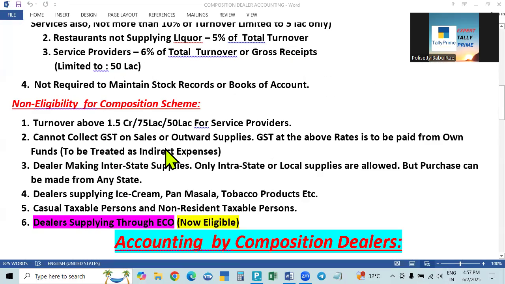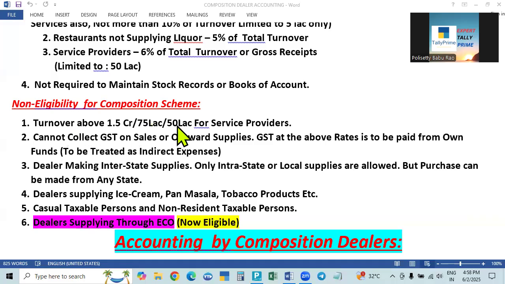And then there are some non-eligibility conditions. Who is not eligible for this scheme? We can understand from that discussion itself. First one, turnover above 1.5 crore or 75 lakhs, or 50 lakhs. So for trader, manufacturer, restaurants, it is one of these two. This 50 lakhs is for the service provider. So above this turnover, this is for service providers, this is for other people.